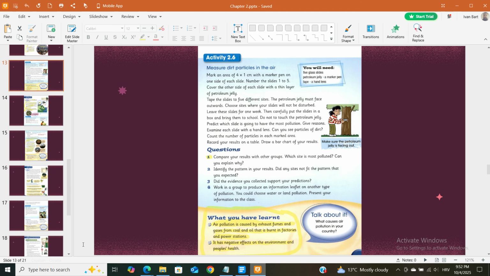Make sure the petroleum jelly is facing out. 1. Compare your results with other groups. Which site is most polluted? Can you explain why? 2.